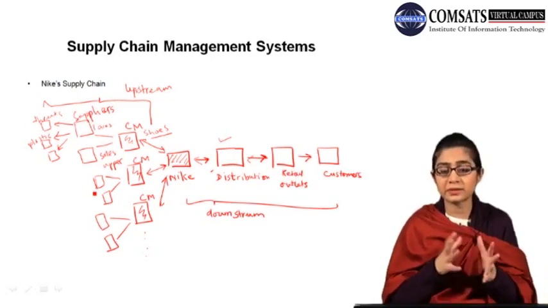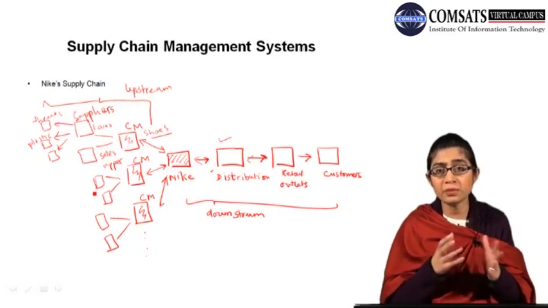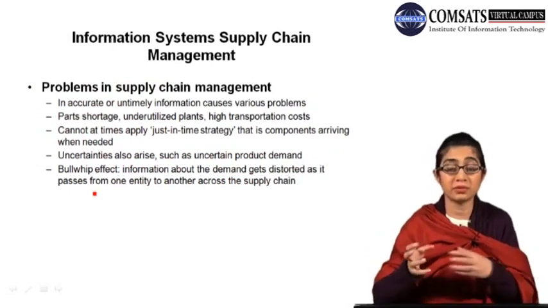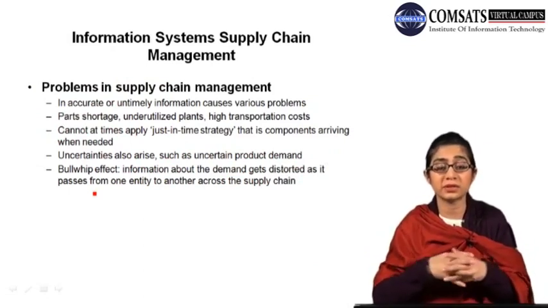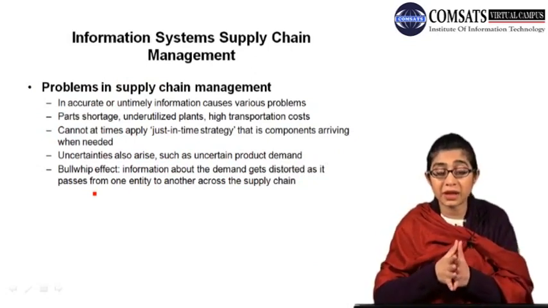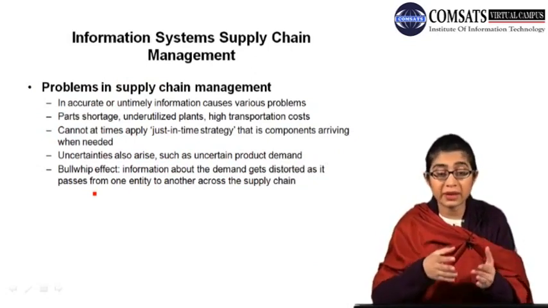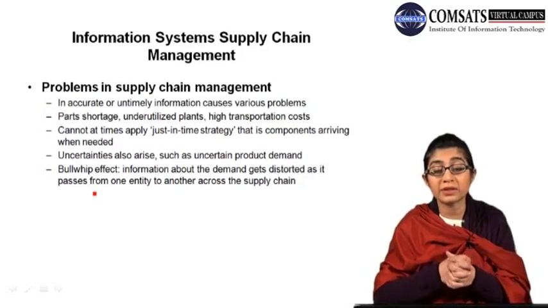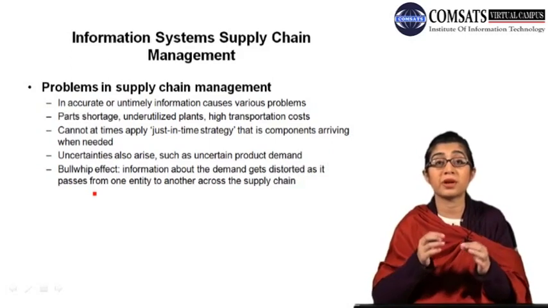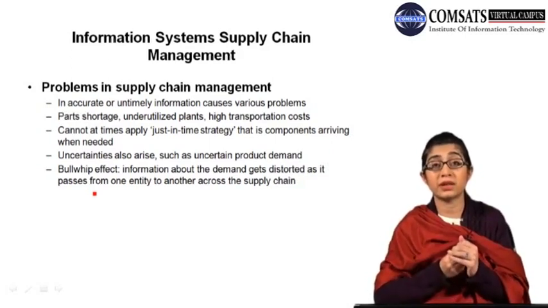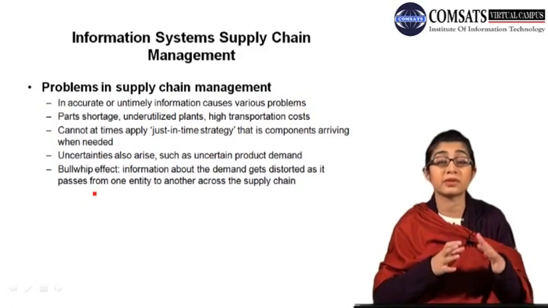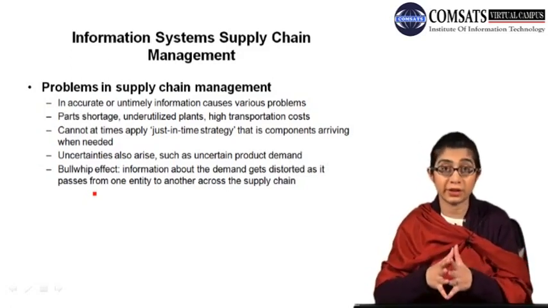So let's look at a few problems of the supply chain, that when you're dealing with the movement of products throughout the supply chain, तो किस किस्म के problems आ सकते हैं. So problems in the supply chain management may be that inaccurate or untimely information causes various kinds of problems. So that means the basic problem जो आता है supply chain में, inefficiencies जब होती है supply chain में, that basically occur because of the inaccurate and untimely information.